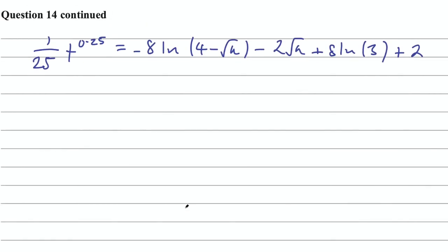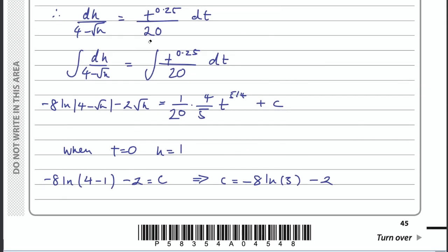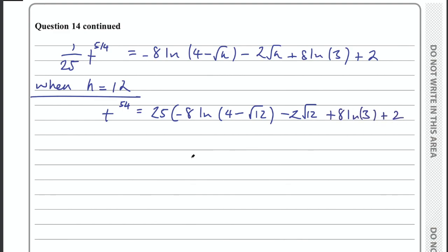All I need to do is plug in h equal to 12 and find t. Okay, so I have then t to the power of 0.25. Actually, I don't know why I wrote that. That should not be to the power of 0.25. I'm talking about the integral now. It's to the power of 5 on 4. Sorry about that. T to the power of 5 on 4. So down here as well, 5 on 4 is equal to all of this multiplied by 25. Plugging in 12, I have negative 8 log of 4 take root 12 take 2 times root 12 plus 8 log 3 plus 2. Okay, so let's plug that into a calculator.